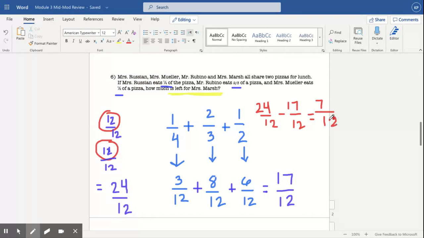So there is 7/12 of a pizza left over for Mrs. Marsh to eat, which is a little more than a half. Not bad, I'd say. I think they left her a fair amount. That's the last word problem for tonight. So if you want to stop and rewatch it or pause and look at what we did, you can. If you have questions, hit me up in your inbox.